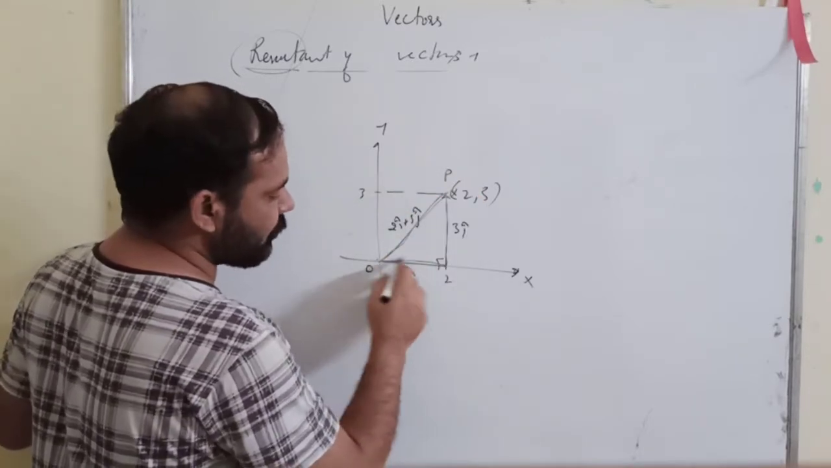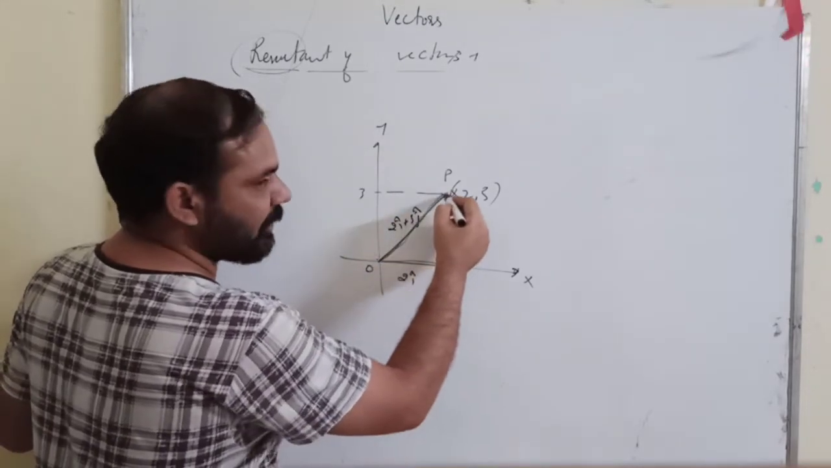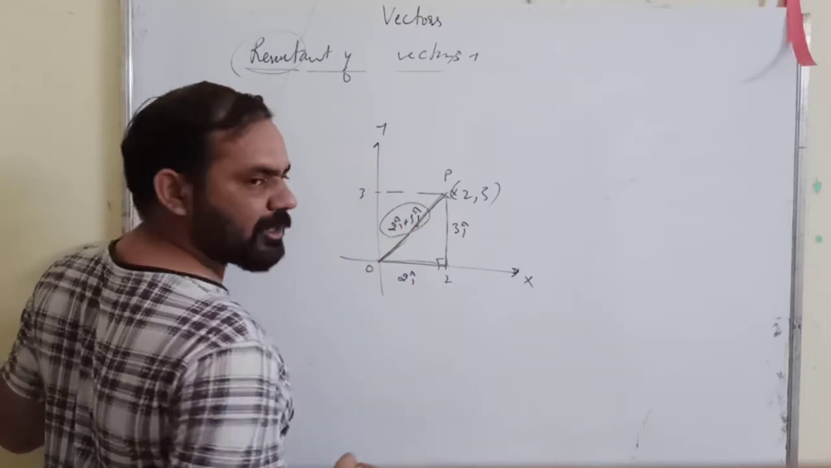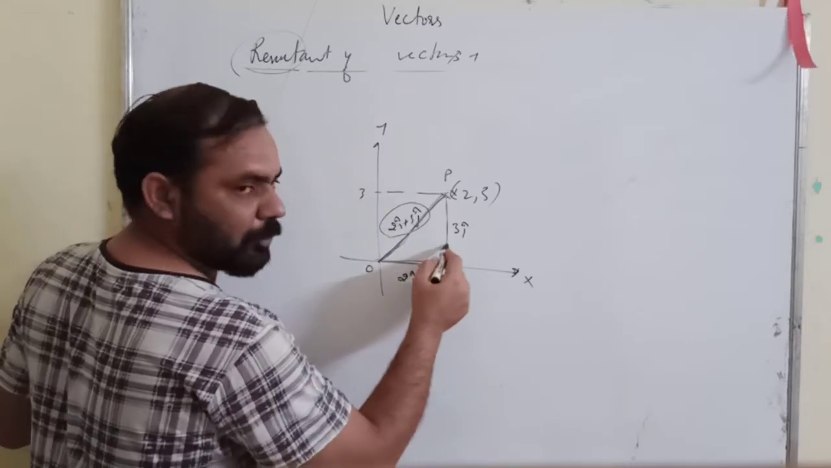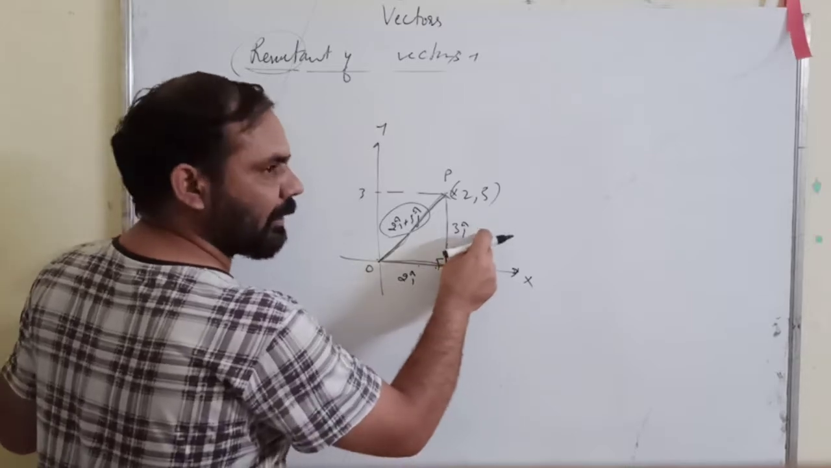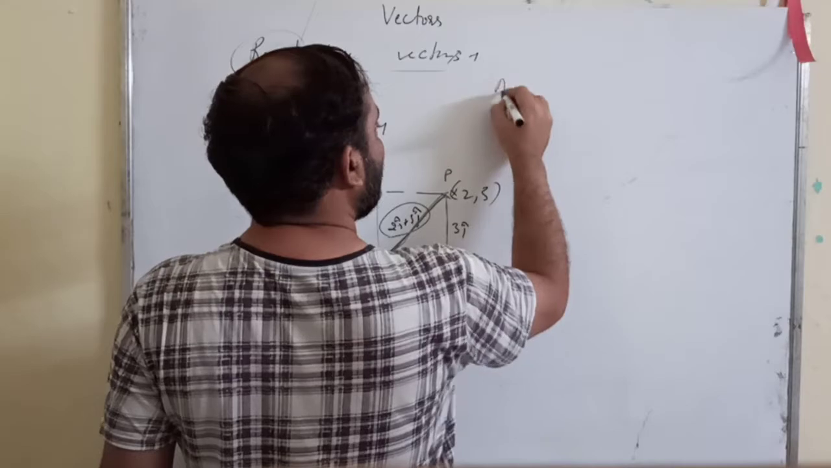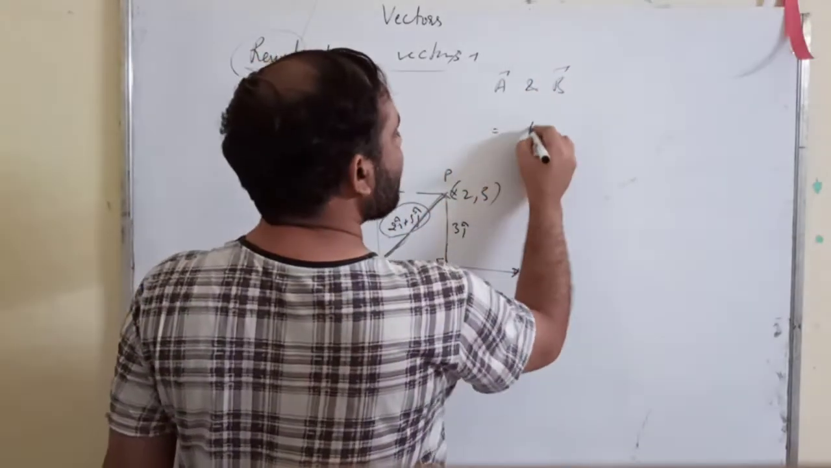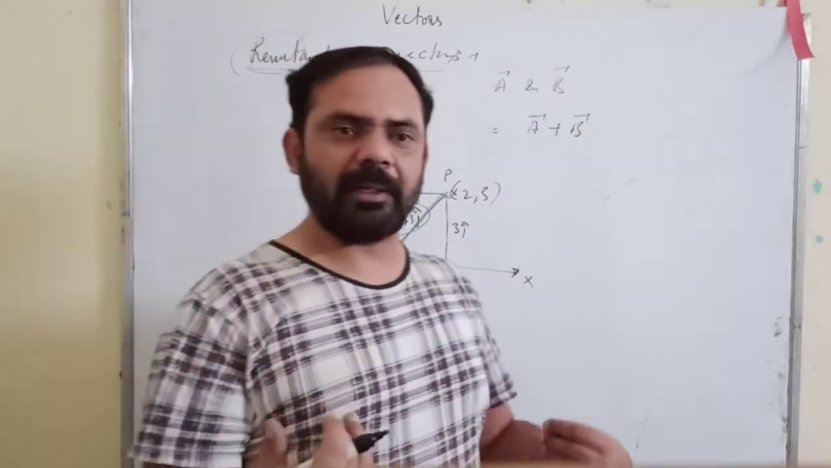Either you can go like this, 2 I cap plus 3 j cap, or you can go simply straight this much. Along which vector will you move? Along 2 I cap plus 3 j cap, right? So this is the resultant of these two vectors. Simply, suppose you have a vector and b vector, two vectors, then the resultant vector is nothing but a vector plus b vector, the addition.